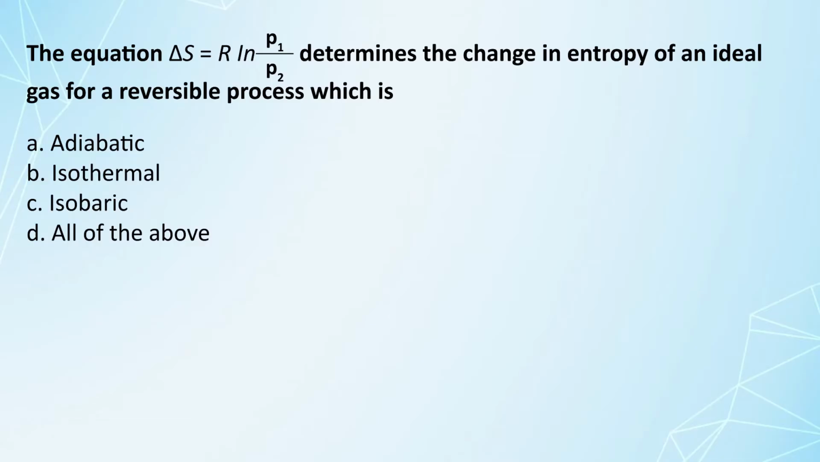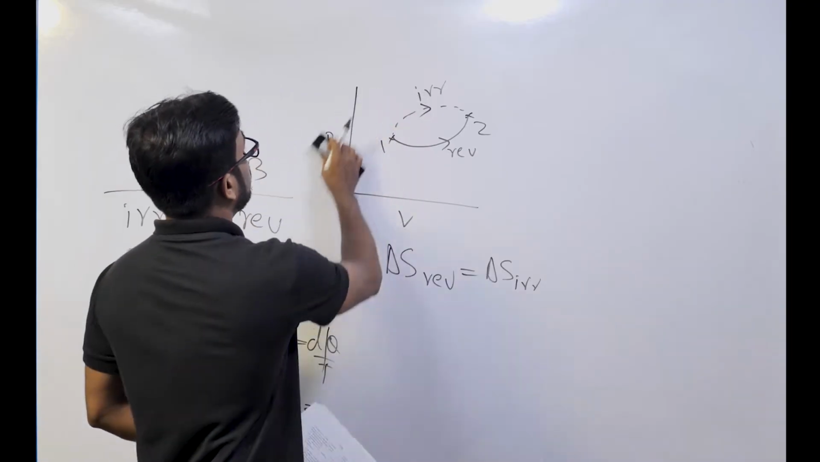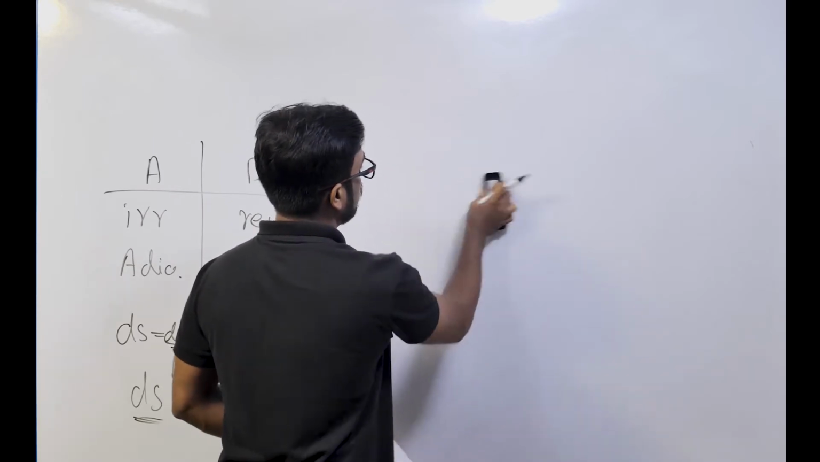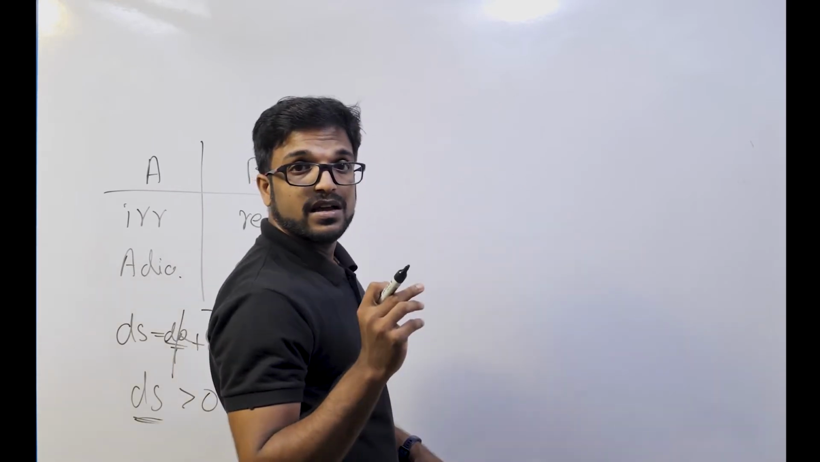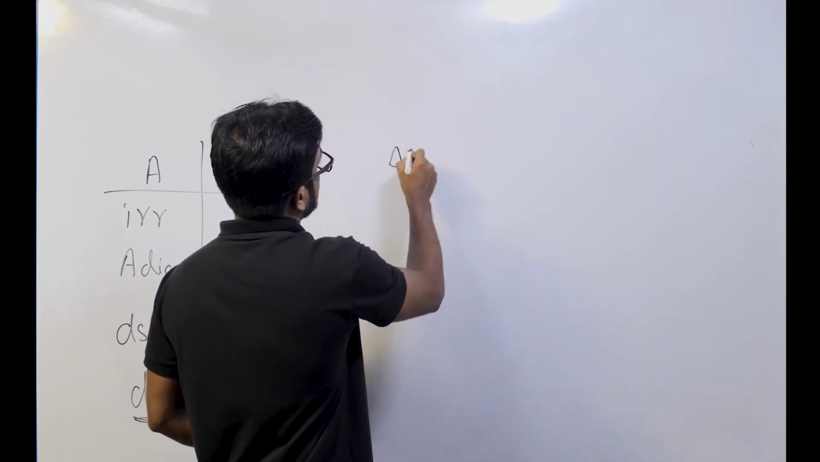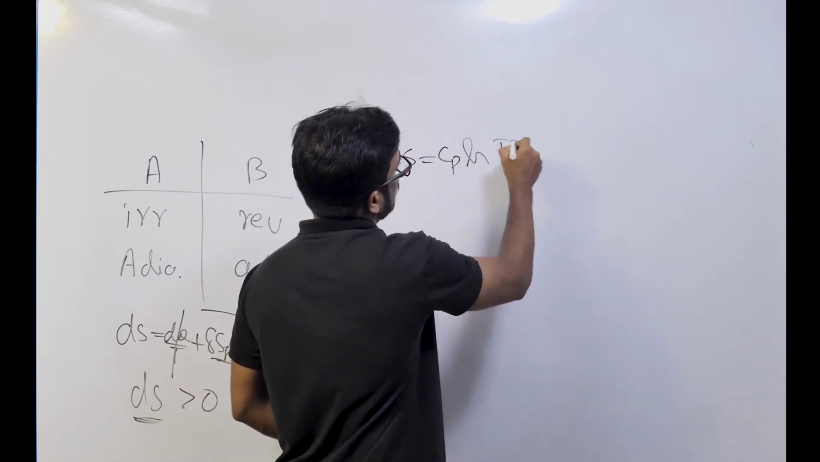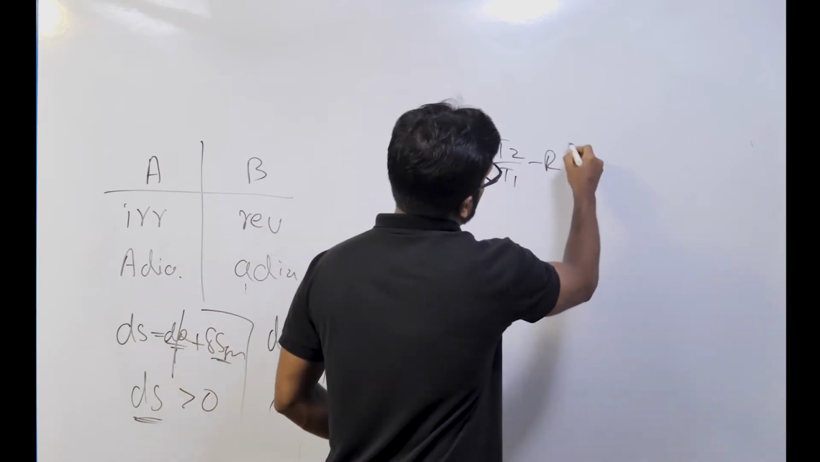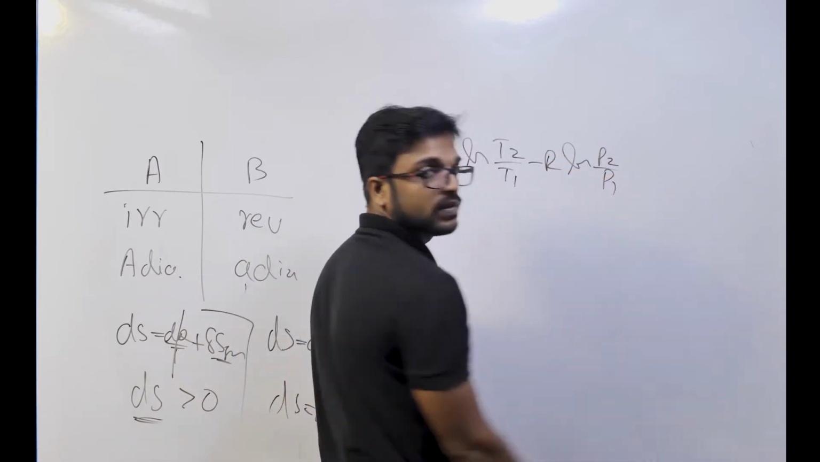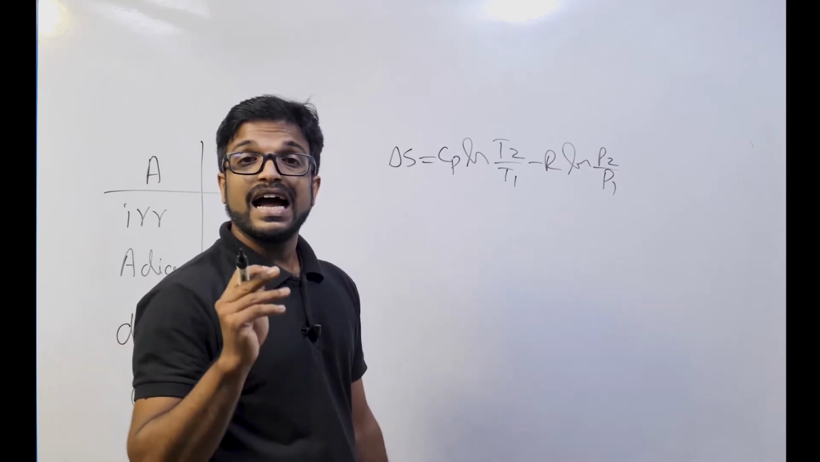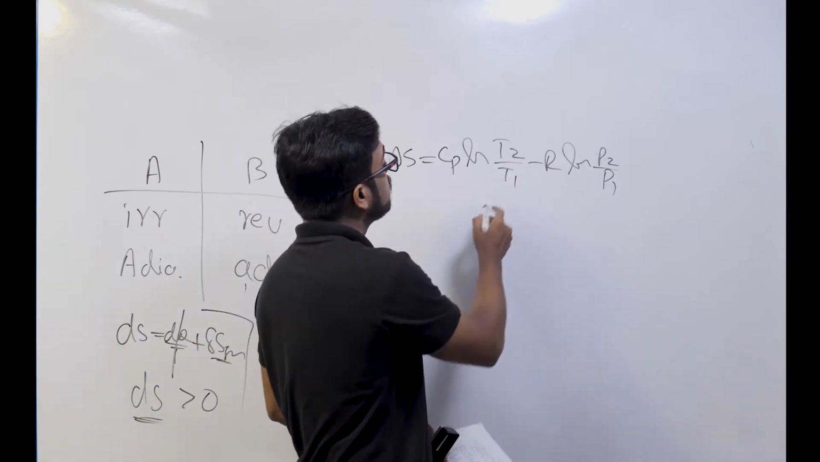Now next question. The equation delta S is equal to R ln of P2 by P1 or P1 by P2 determines the change in entropy of an ideal gas for a reversible process which is adiabatic, isothermal, isochoric, all of the above. So we have three equations to find the change in entropy for ideal gases, right? So one of the equations is Cp ln of T2 by T1 minus R ln of P2 by P1, right? If the process is isothermal, that means T1 will be equal to T2.